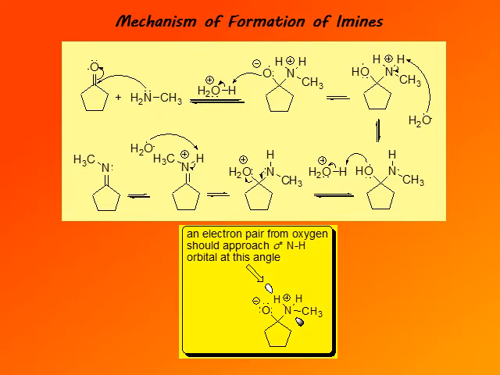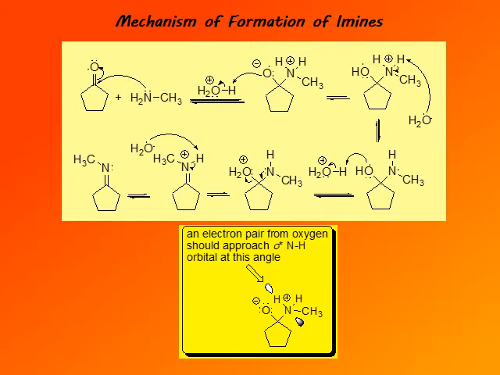Electron pair from oxygen would have to be donated to the antibonding NH orbital, nitrogen-hydrogen orbital, but it has to come from the back. It has to be backside attack. And obviously that is not possible given where the oxygen atom is. So for that reason, something else has to donate a proton to oxygen and remove a proton from nitrogen.